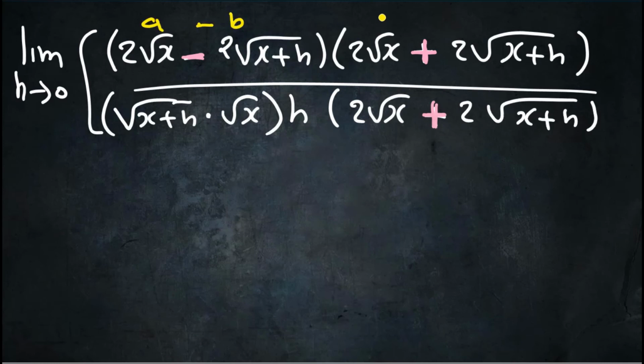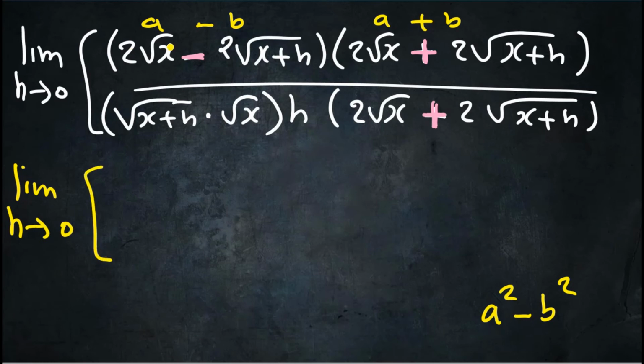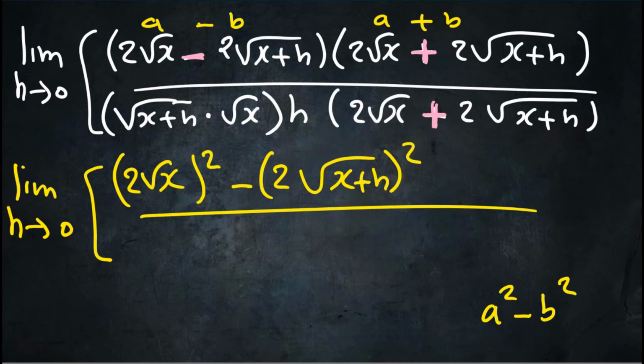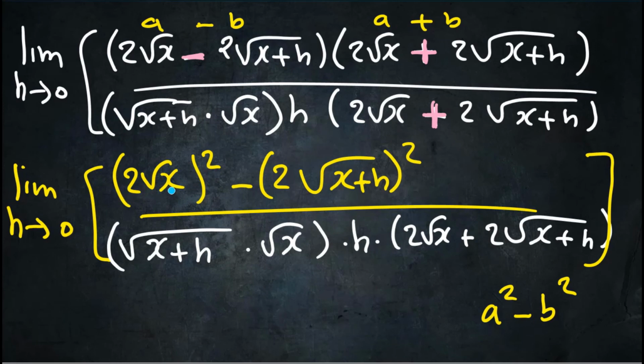And we have a minus b times a plus b. It's a squared minus b squared. So limit when h approaches 0, 2 root of x squared minus 2 root of x plus h squared over this. Now 2 root of x squared is 4x, right? 4x minus 2 root of x plus h squared is 4 bracket x plus h, because the square cancels the root, so we have 4 bracket x plus h.